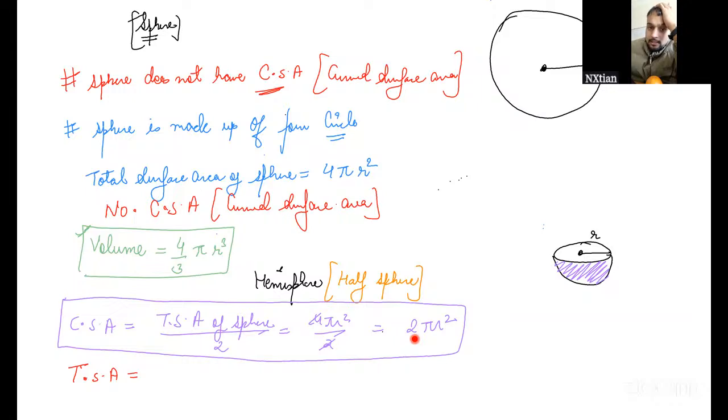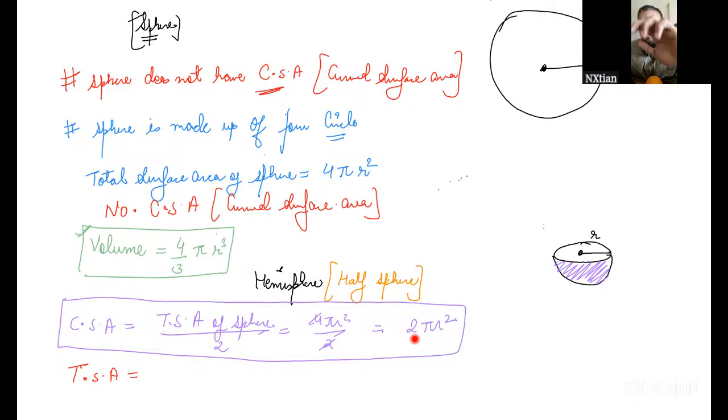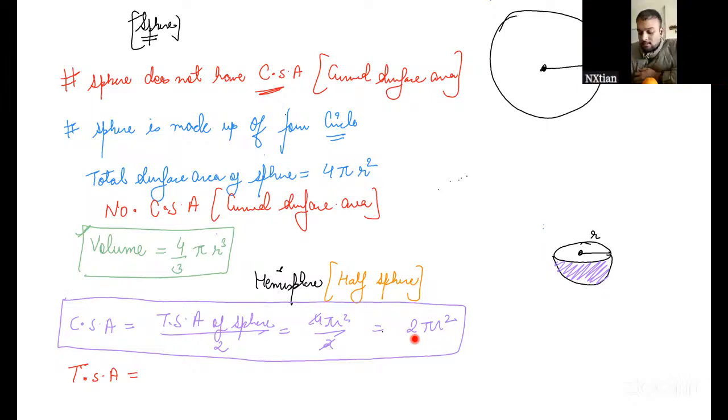Sorry, say it again. You're asking for the TSA, so that will be 2 pi r square plus pi r square. Yes, good. Why pi r square? Because the above part is also circular. Did you understand, guys? The above part is also circular, na? So that's why 2 pi r square plus pi r square, which becomes 3 pi r square.